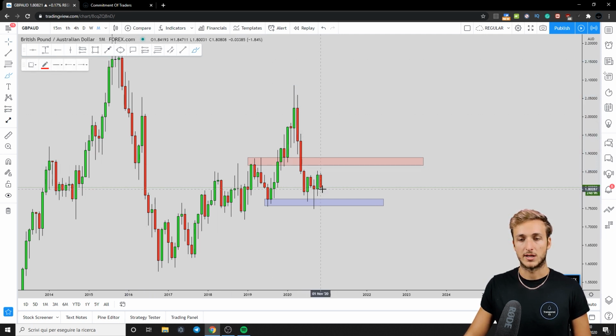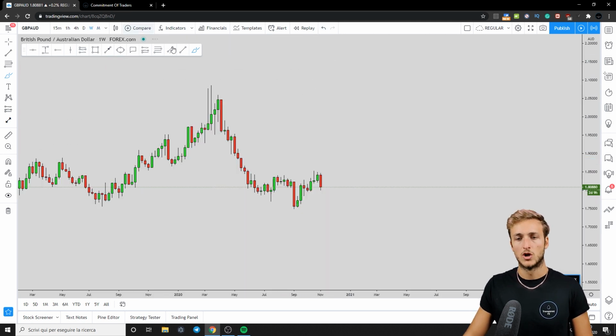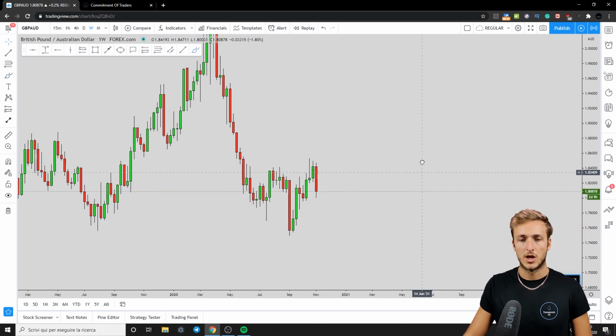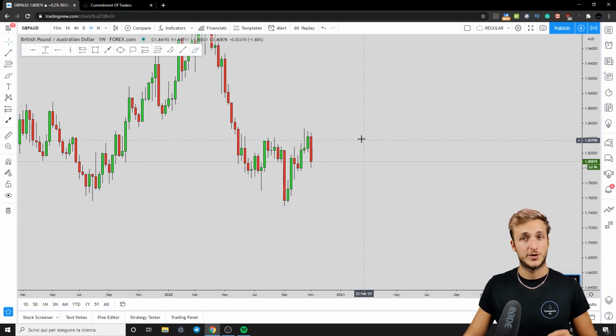We would like to see the market create a retracement to this area, rejecting this monthly support zone. Going down on the weekly, what do we see? Now on the weekly, the situation is very clear as well.